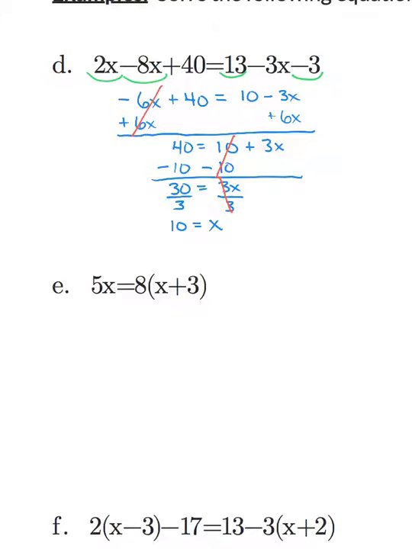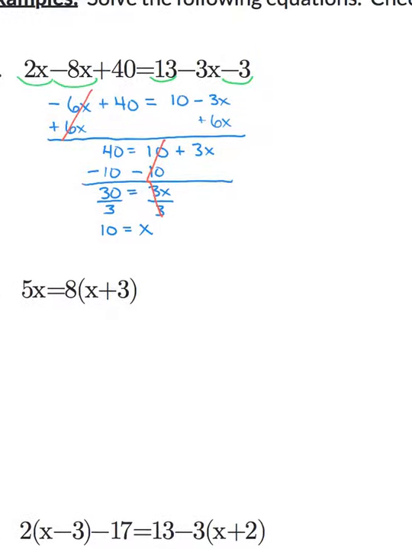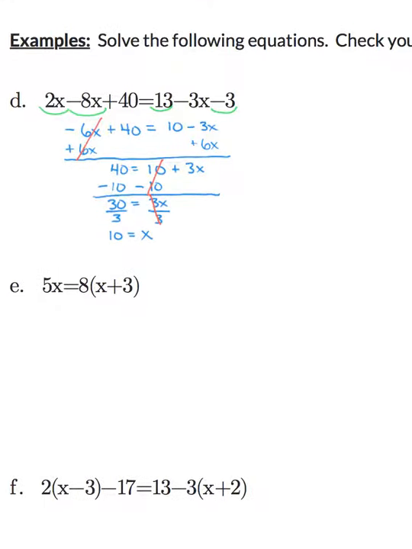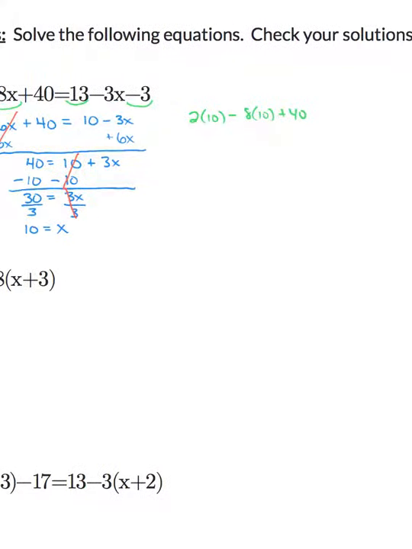Let's go ahead and check the solution in our problem and see what we come up with. So we get 2 times 10 minus 8 times 10 plus 40 equals 13 minus 3 times 10 minus 3.